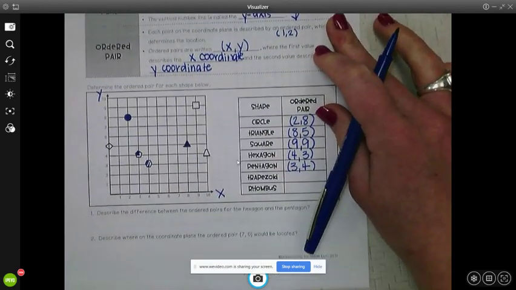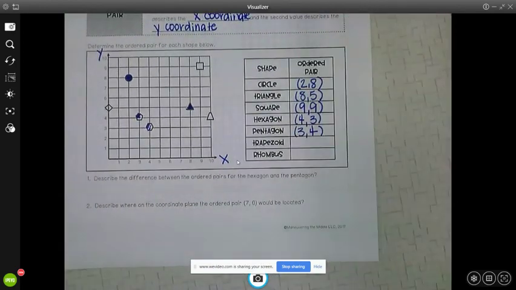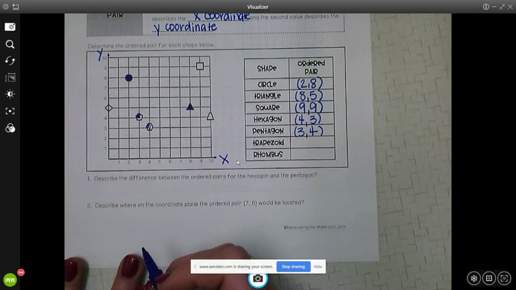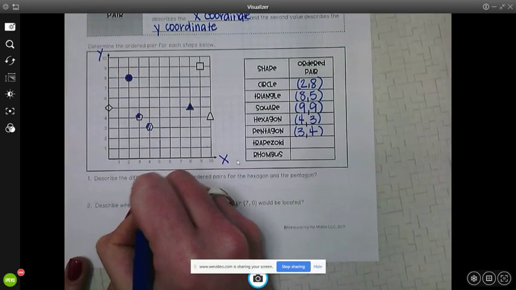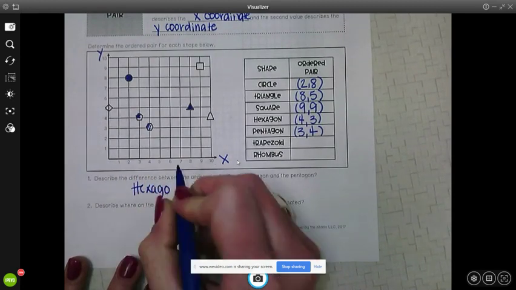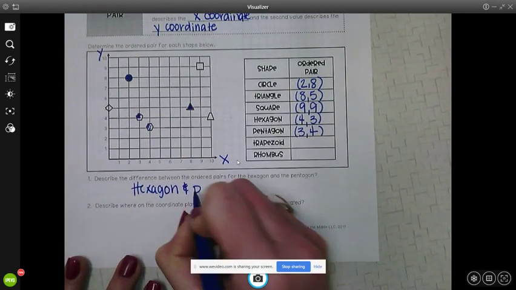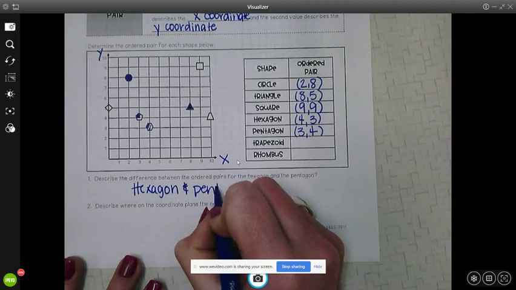When we go down to this bottom portion, it says describe the difference between the ordered pair for the hexagon and the pentagon. I need you to choose one of the best answer choices for that, and go ahead and select that in your question box. Okay, so you should have said something along the lines of the hexagon and the pentagon have reversed or flipped ordered pairs.